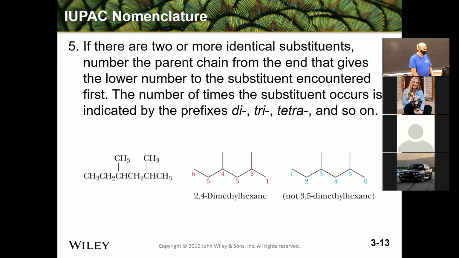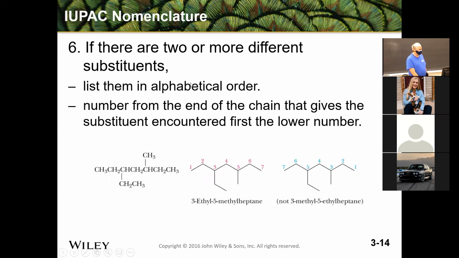Just some more examples. The lowest possible number. If we have the same substituent occurring multiple times, we use prefixes like di and tri. So this is 2,4-dimethylhexane. List substituents in alphabetical order.